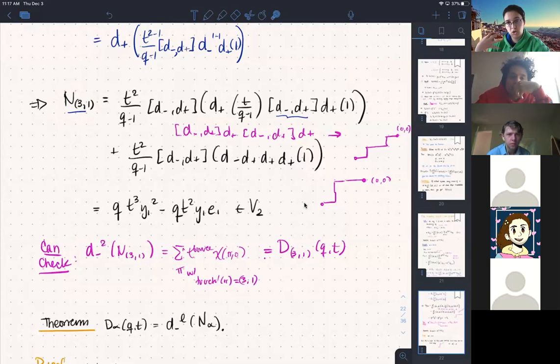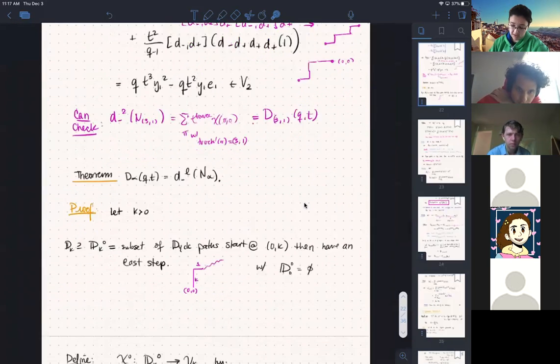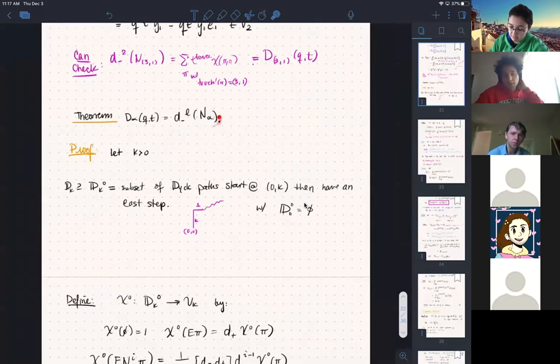So n3, 1, this recursion, is somehow combinatorially telling you exactly what all the dict paths with touch point 3, 1 are, and it's indexing them precisely by these d pluses and d minuses. So that's what that recursion is doing. Fantastic. And that's where we left off. It was basically proving this fact.